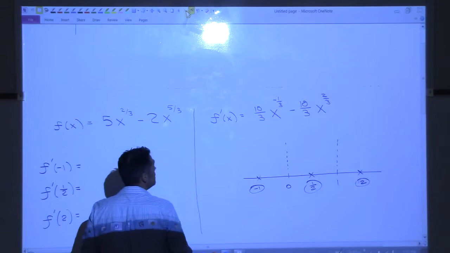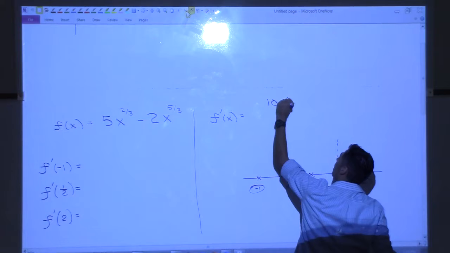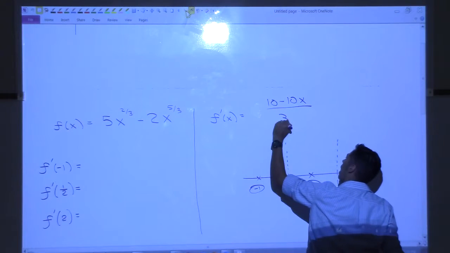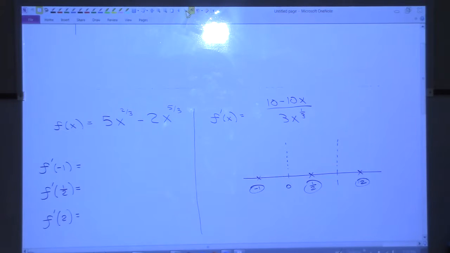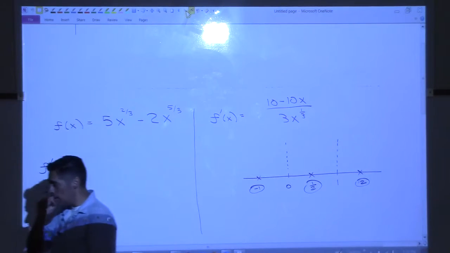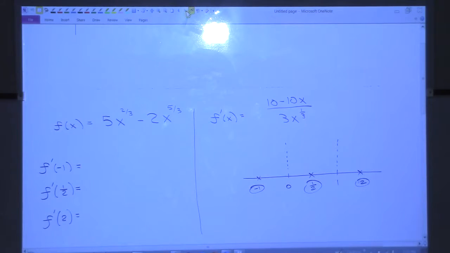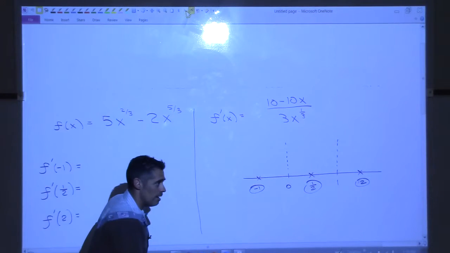Now our derivative, I'll put it back up here and rewrite it. It was (10 minus 10x) over 3x to the third, right? That's it cleaned up. All right, all we care about is whether or not we get a positive or negative answer. If the answer is positive, that tells us our original function is going up. If it's negative, it's going down, right?